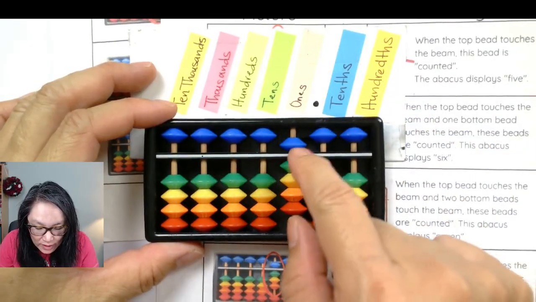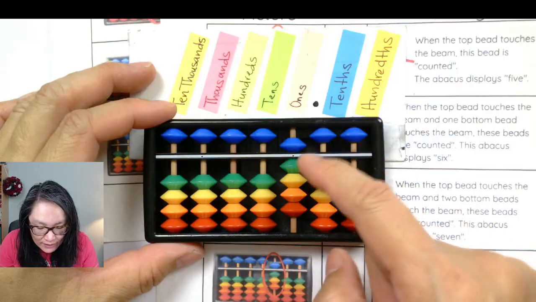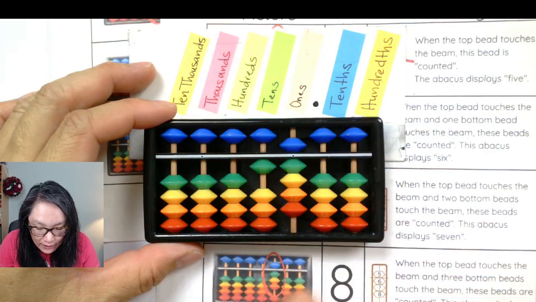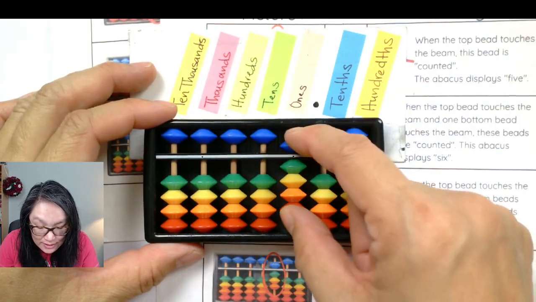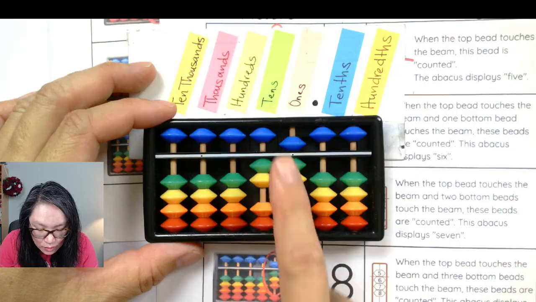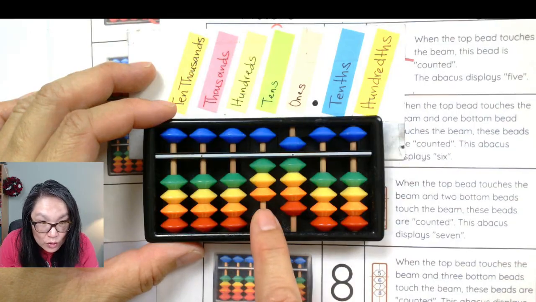When we look, we can do 5, 6, 7, 8, 9. And then we have this. This is 9. I'm sorry, this is 9. And we could do 19. We could do 29. After 29, we could do 39.